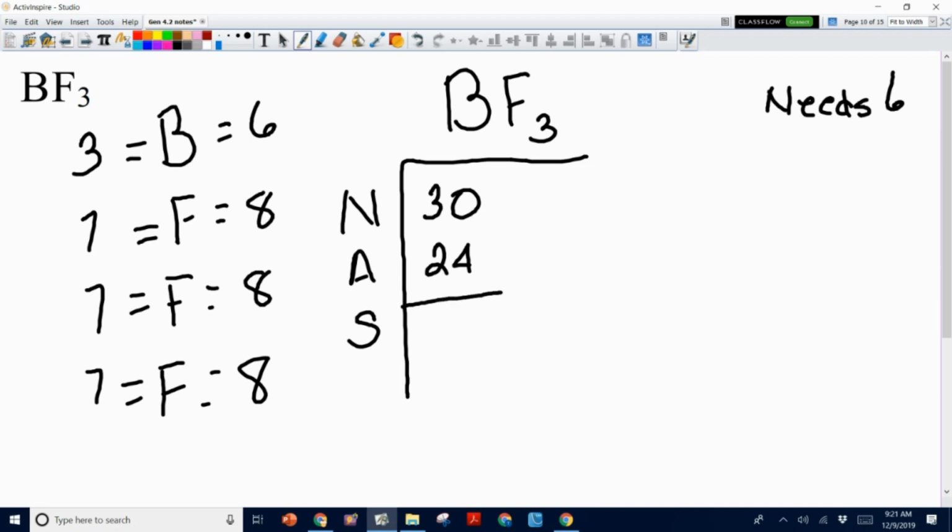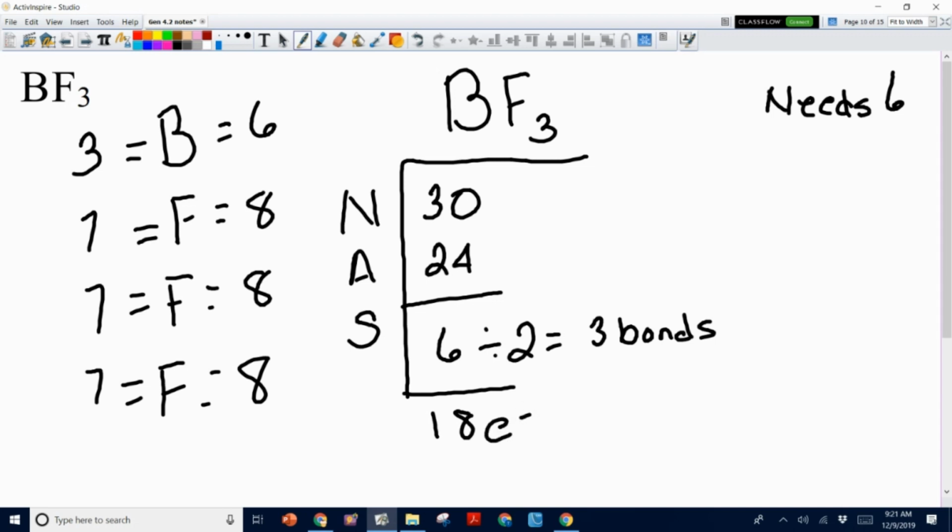Okay, so subtract those 2. 30 minus 24 is 6. Divide that by 2, and we're going to get 3 bonds. And then how many electrons? Well, 24 minus 6 is going to be 18. So we need 18 unbonded electrons. Okay, so I'm going to erase this 3 bonds here. Give me some room. I'm going to write it down here.